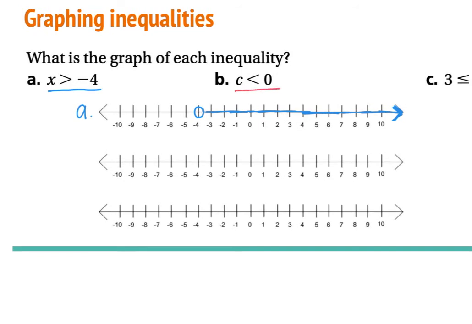Let's try C greater than 0 for B. So let's find 0. Remember, open circle because it's not equal to. And C must be less than 0, so we have to shade in this side. Because C could be -1, -2, -3, it could be -9, could be any of those, okay?